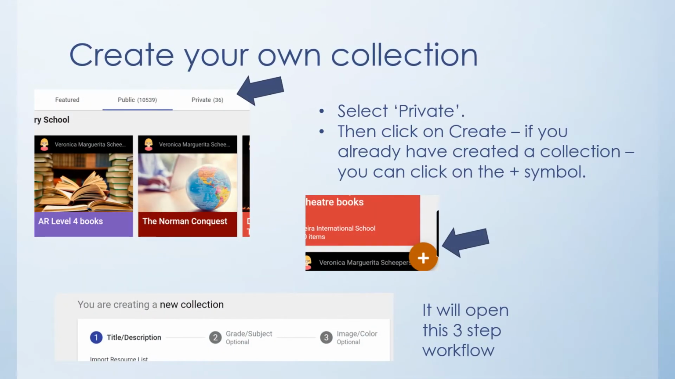To create your own collection, you click on the private setting, and you will possibly have nothing in there, and it'll just say create your first one, and it'll have a big orange plus on there, which is really quite easy. You click on that and it'll open a 3-step workflow to make your life easy.